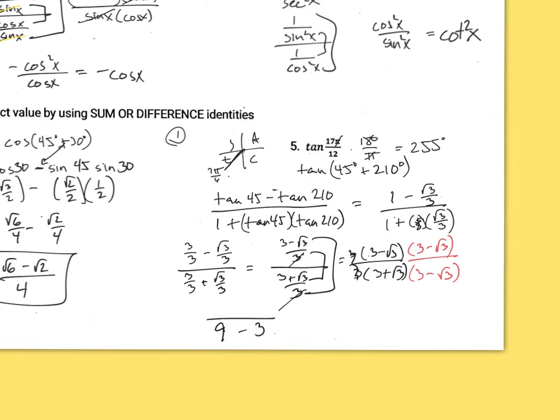The top is a binomial squared. So the pattern is first one squared, then we're going to have 2 of these. We have 2 of these negative 3 radical 3's, so that makes this negative 6 radical 3. And then we have radical 3 times radical 3. And that's a plus. So now we have 12 minus 6 radical 3 over 6. And these can all be reduced. So the answer is 2 minus radical 3.